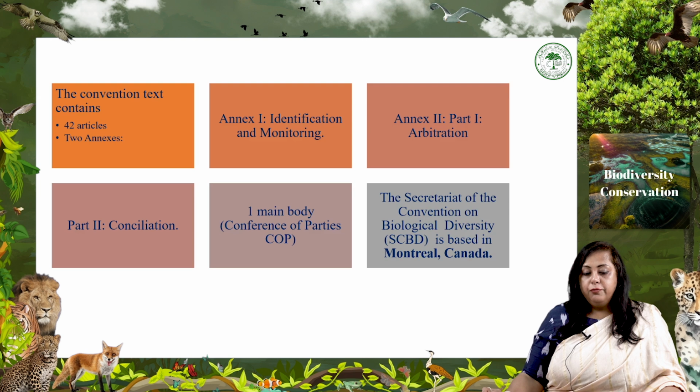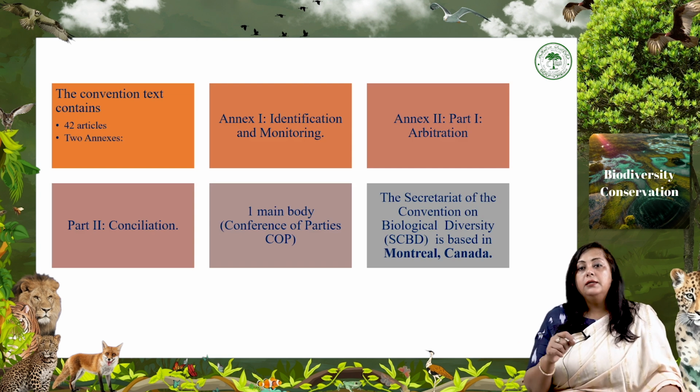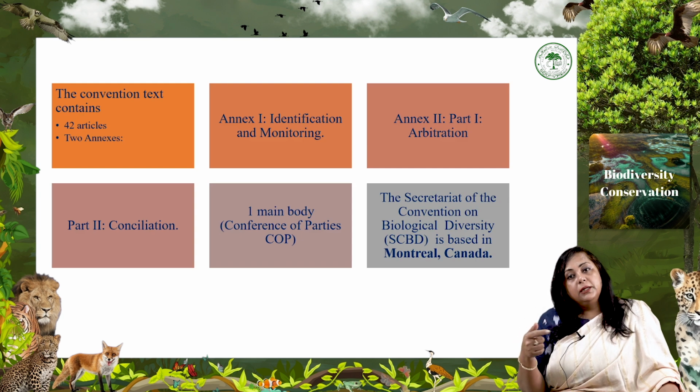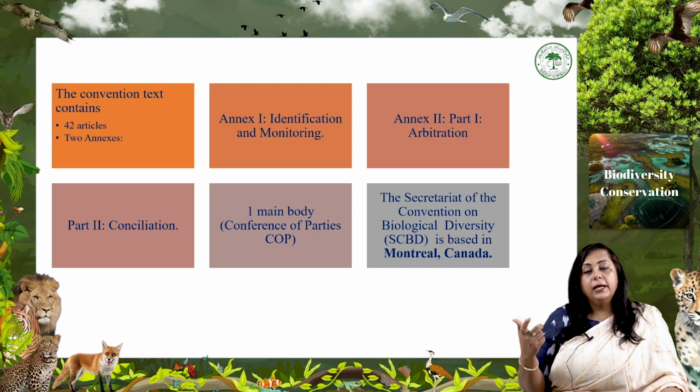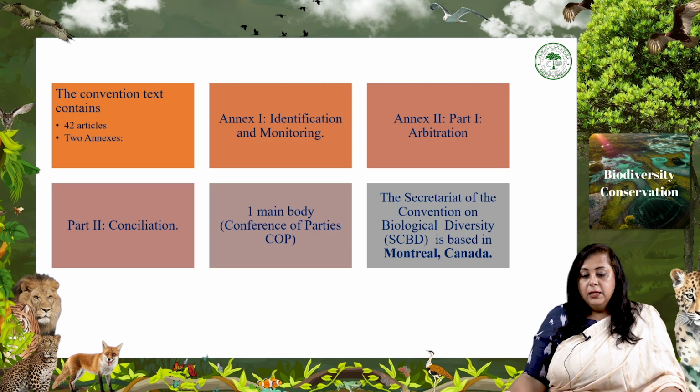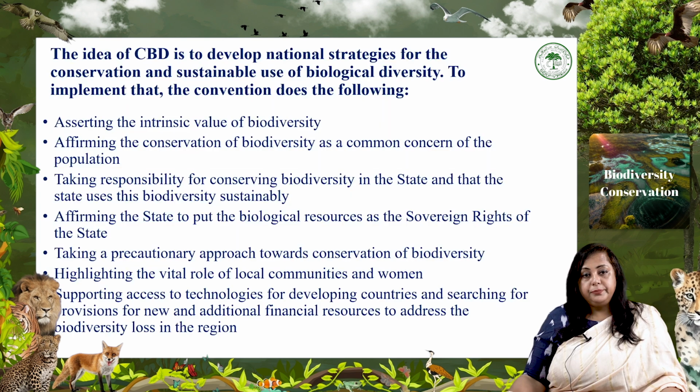One main body is the Conference of the Parties. The Conference of the Parties are those parties which are part of the convention, the signatories, and who keep attending the meeting at certain time intervals. That meeting is called the COP, Conference of the Parties. The Secretariat of the Convention on Biological Diversity is based in Montreal, Canada.